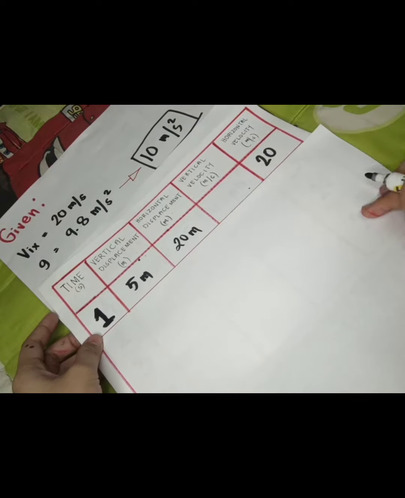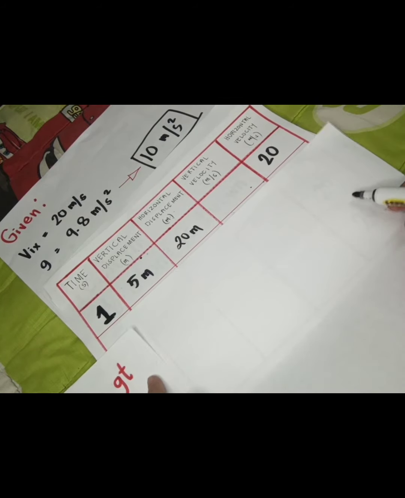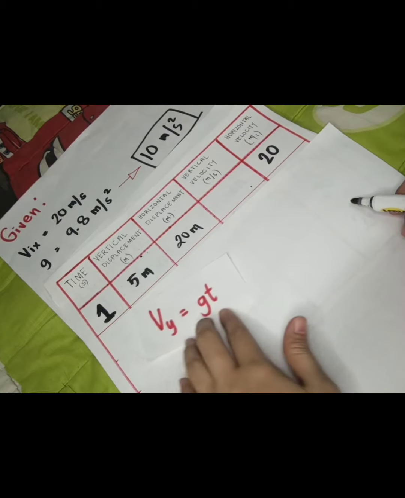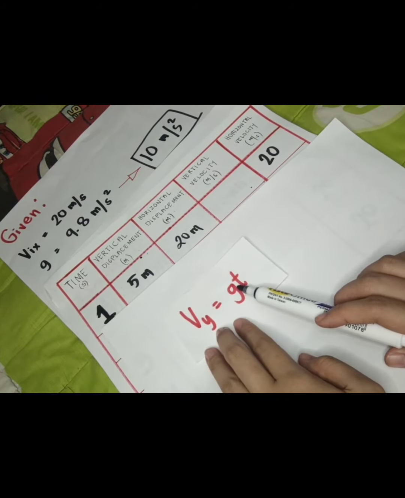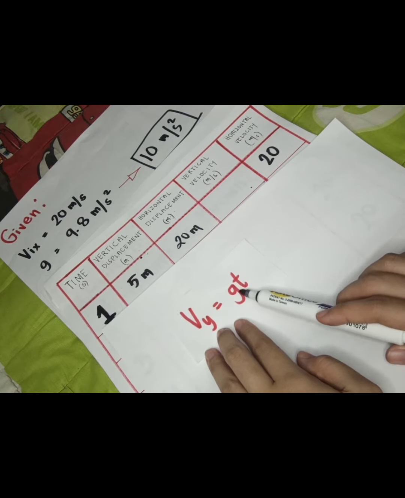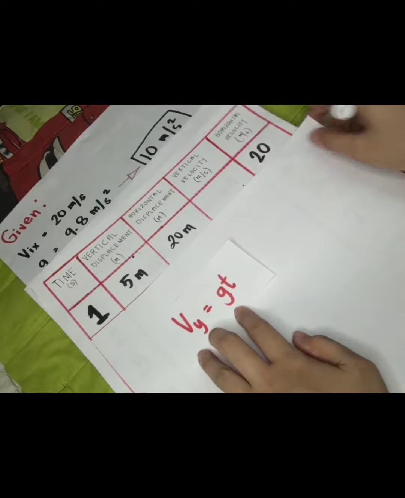And for the next one, calculate naman natin yung vertical velocity. Now, ano yung formula na ating gagamitin for this one? So, ito siya. Vertical velocity is equal to small letter g, yung ating acceleration due to gravity, times the time. So, substitute lang natin.